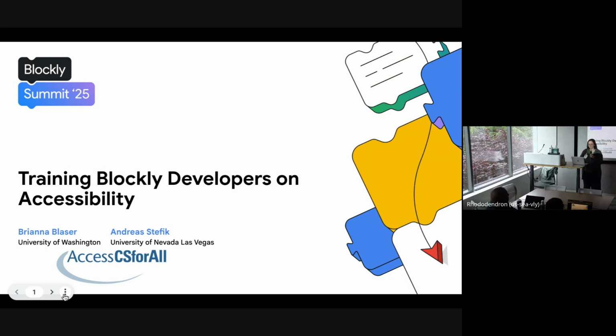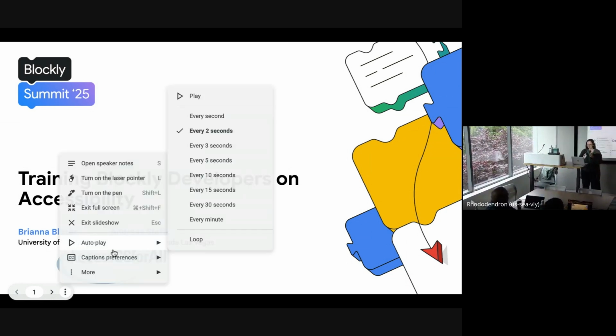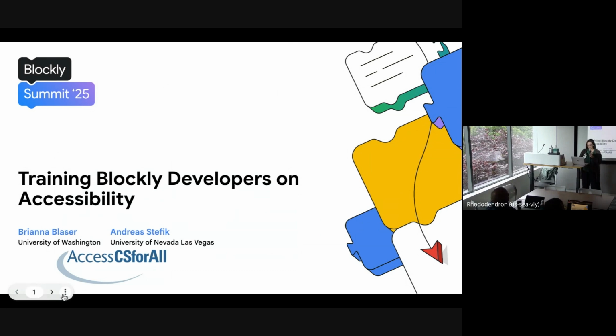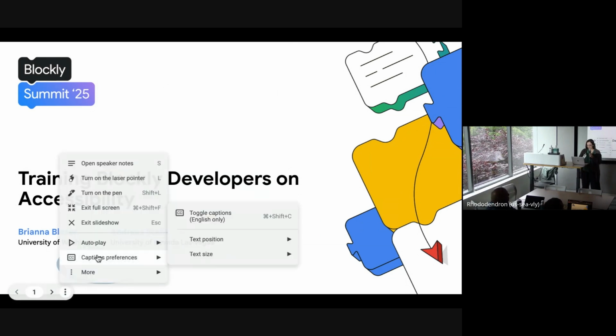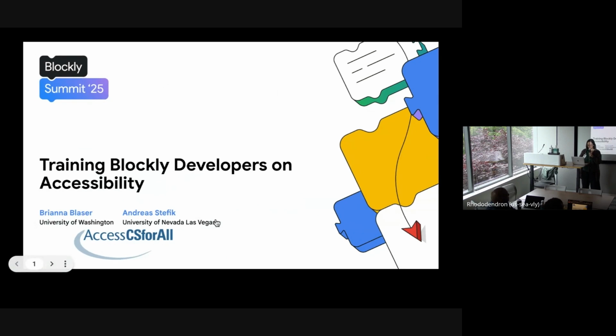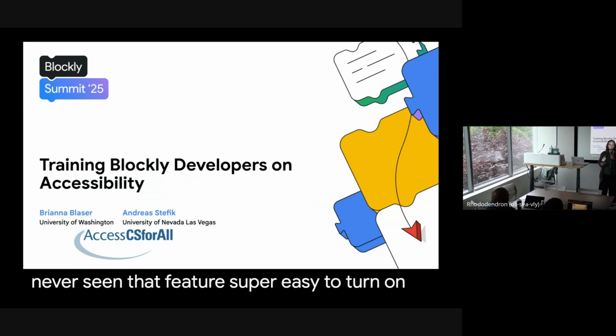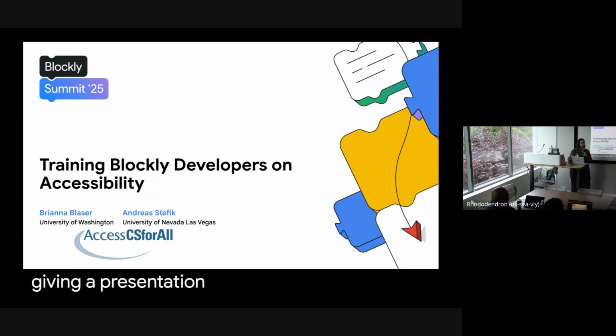I'm going to turn the captions on too, and this is my commentary on this. If you're using Google Slides or PowerPoint, they have built-in captioning features, which are good for universal design. So I'm going to make it as big as I can so we can all see it. It's just these little dots at the bottom of the screen, and then they should appear. There we go. So if you've never seen that feature, it's super easy to turn on. I try and remember to turn it on whenever I'm giving a presentation, just so folks can read along as they're going. It's a great example of universal design. It took 10 seconds. It doesn't always work perfectly depending on folks' accents, but it's not bad.